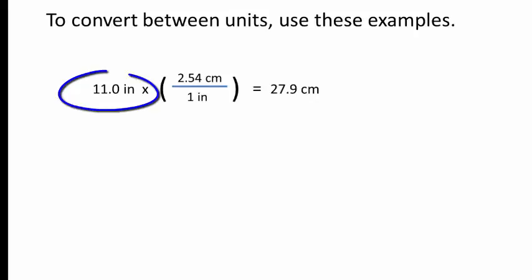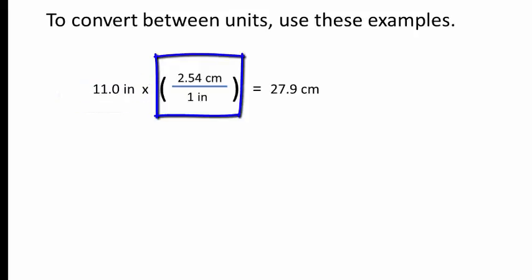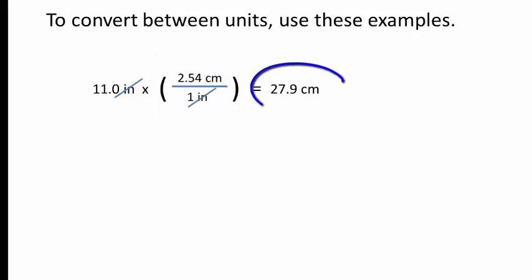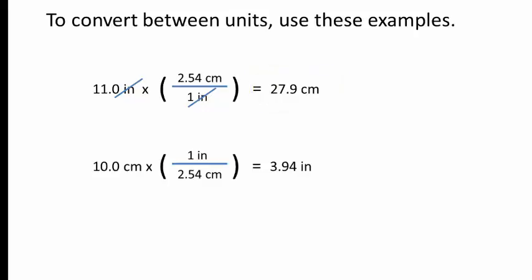Just use these examples. For example, converting between inches and centimeters. Multiply by the conversion factor 2.54 centimeters per 1 inch, canceling out the inches to get centimeters. If you can do this one, you can handle a lot of problems involving converting between units. Going the other way around, let's say you have something that is 10 centimeters and you want to convert it to inches. How do you do that?